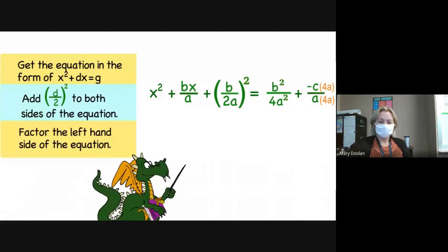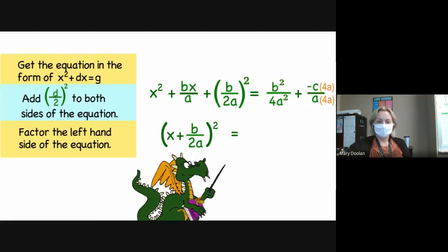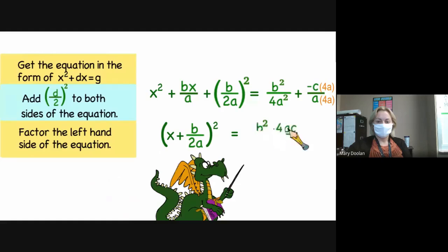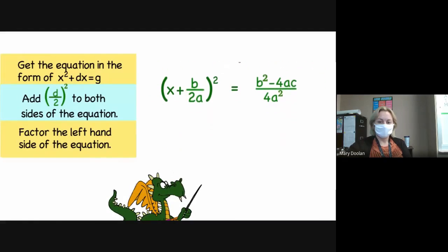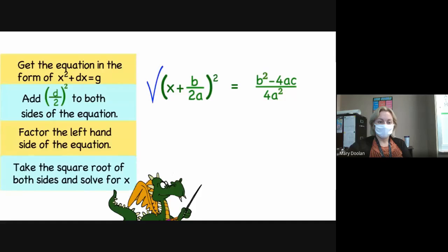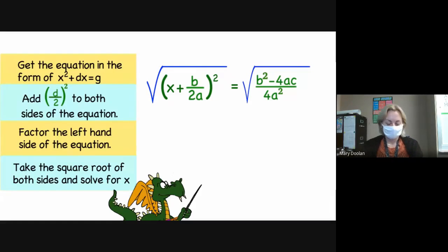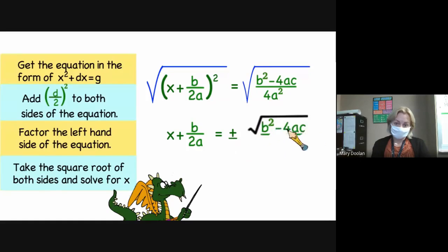The next step will be to factor the left-hand side, which gives me x plus b over 2a quantity squared. And on the right-hand side, I'm going to go ahead and complete the addition, and I will end up with b squared minus 4ac divided by 4a squared. Next, I'm going to take the square root of both sides. On the left-hand side, I'll get x plus b over 2a is equal to the right-hand side, which is plus or minus the square root of both the top and the bottom of the fraction. The square root of 4a squared is 2a, so that'll be my denominator.